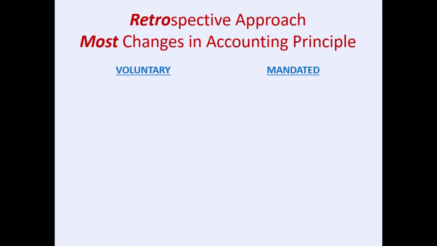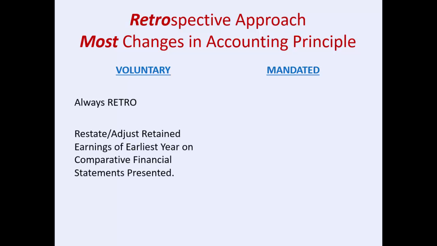So looking at the difference between a voluntary and a mandated change. If it's voluntary, if it's your company, you decide to do it, then you have to do it retro. You restate or adjust your retained earnings of the earliest year on comparative financial statements presented. So what does that mean? Let's say you show 3 years of balance sheets. So really you're going to have to go back and do the math 4 years, because if you need to adjust retained earnings for the beginning year 3 years ago, you're going to have to know what happened in year 4 going back to make that adjustment.